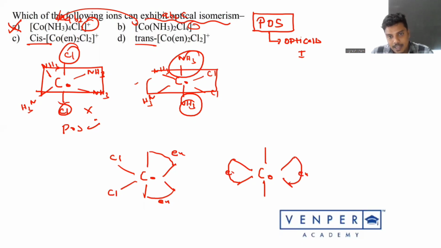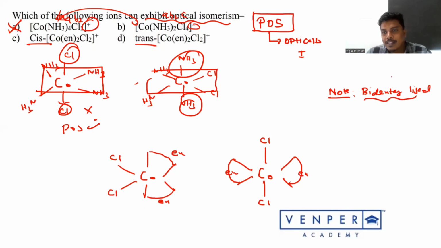Okay, and en, Cl, Cl. Now note, I give a very important point. Please note, in case of bidentate ligands, there will be possible ring formation, right? What is bidentate ligand formation? It is the chelate formation, the chelating structure.